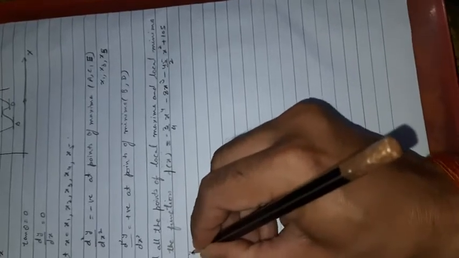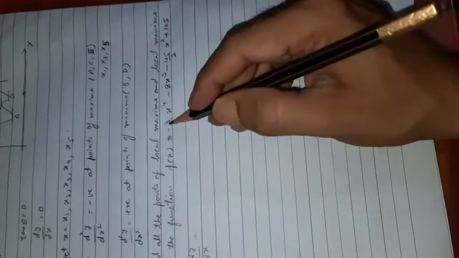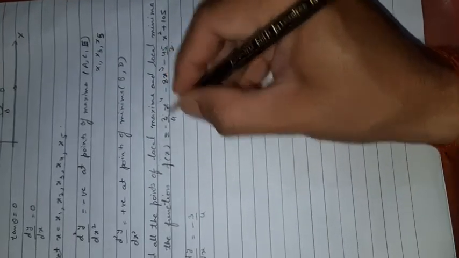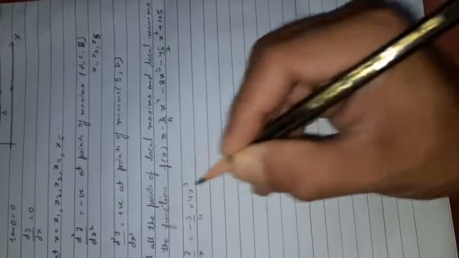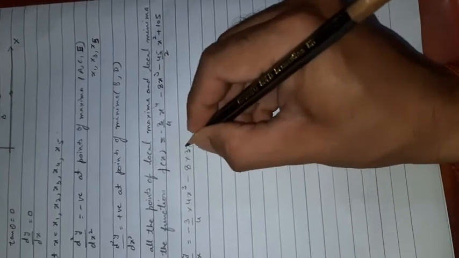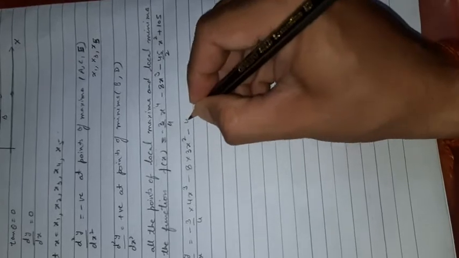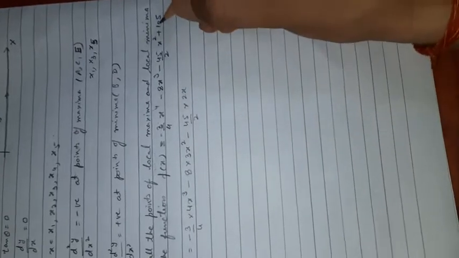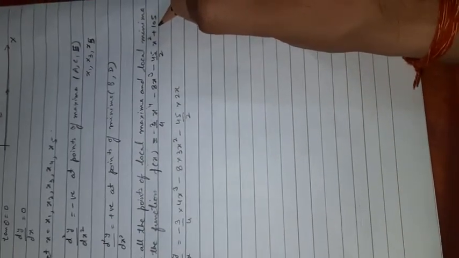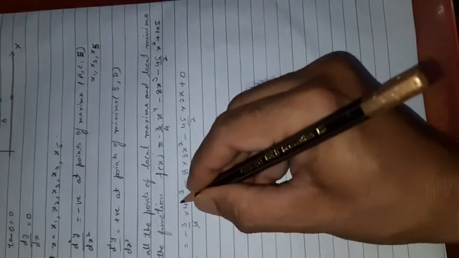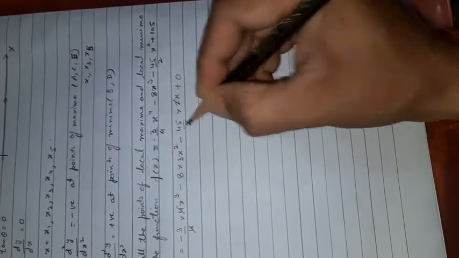So dy/dx is equal to minus 3 by 4, and when I differentiate x to the power 4, it becomes 4x cube. Minus 8x cube, it becomes 3x square. Minus 45 by 2 x square means it is 2x, and when I differentiate this 105, it is a constant, so it will give you the value 0. Differentiation of a constant is 0. Here 4 and 4 are cancelled, and here 2 and 2 are cancelled.